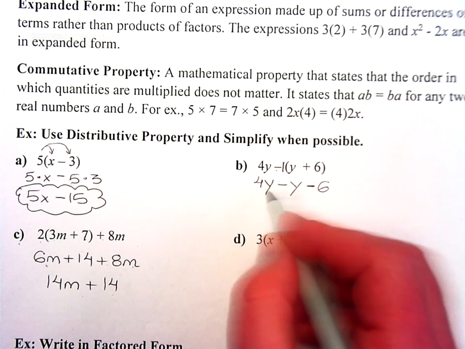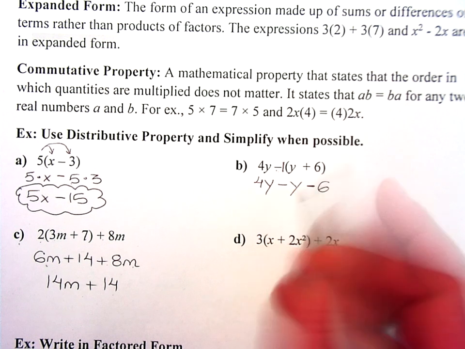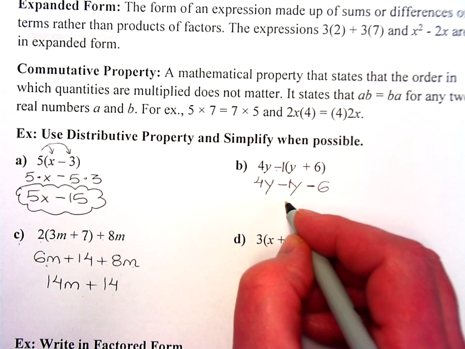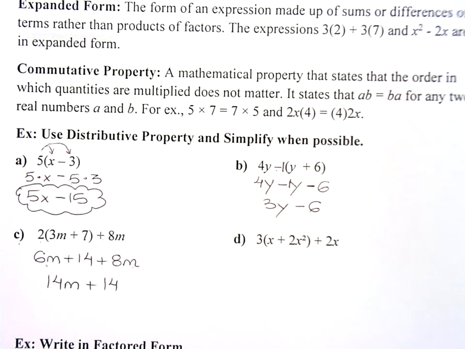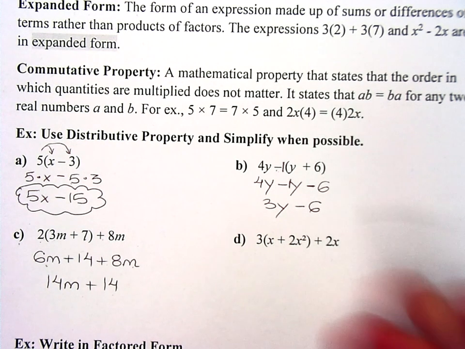But subtraction of a positive is the same thing. So now when I have this situation here, I need to combine like terms. 4y minus y would give me, keep in mind, this is 1y. You can put 1 in front of it. That's a 3y. And then I have minus 6 there. I can't combine any further because they are not like terms.